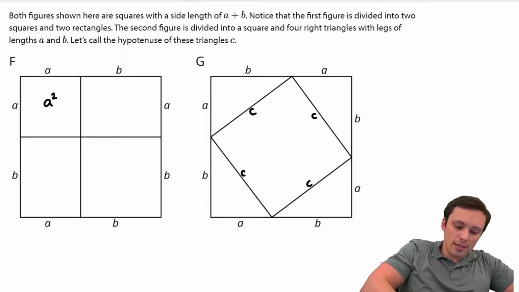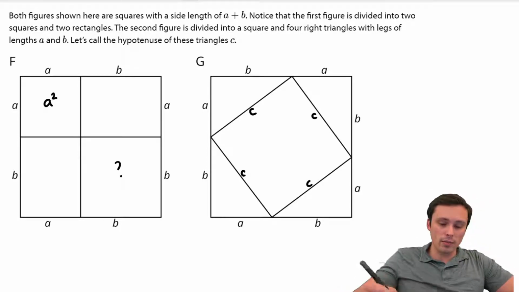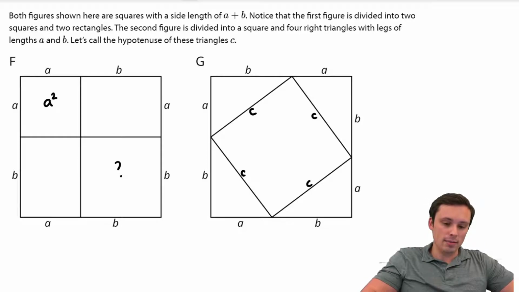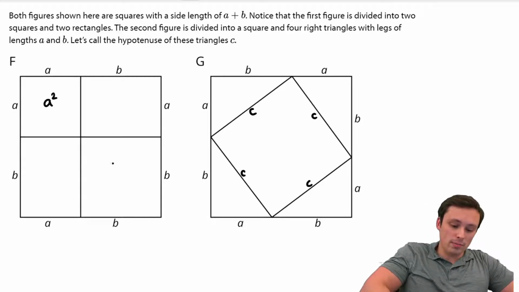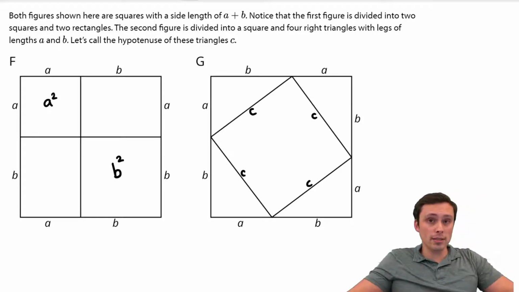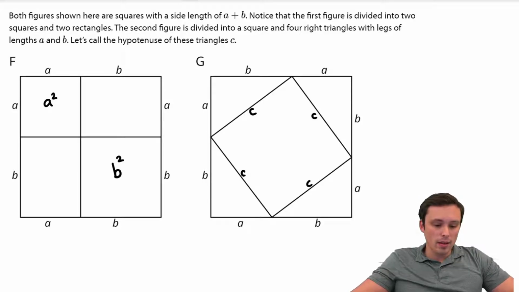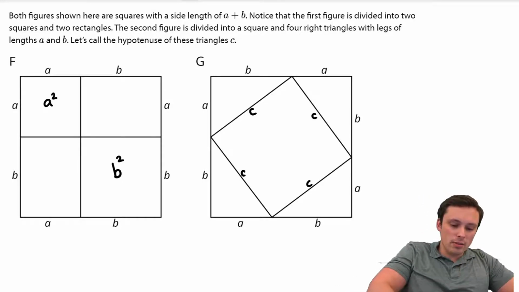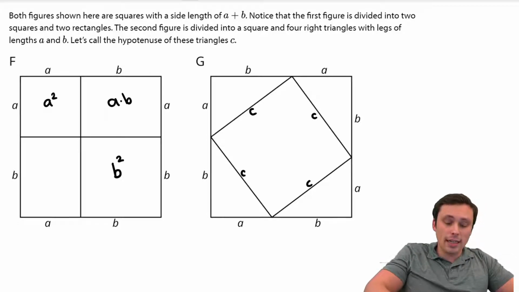What would be the area of this? Well, what's b times b? b times b would be b squared. So the area of that piece is b squared. What's the area of these other pieces? Well, they're a times b, right? ab. This one would also be a times b.